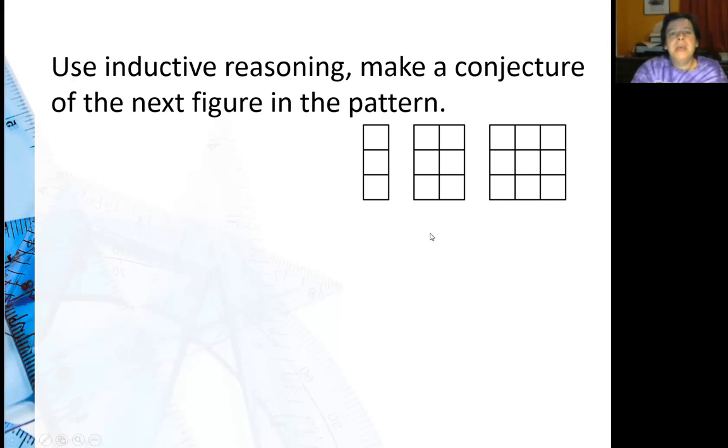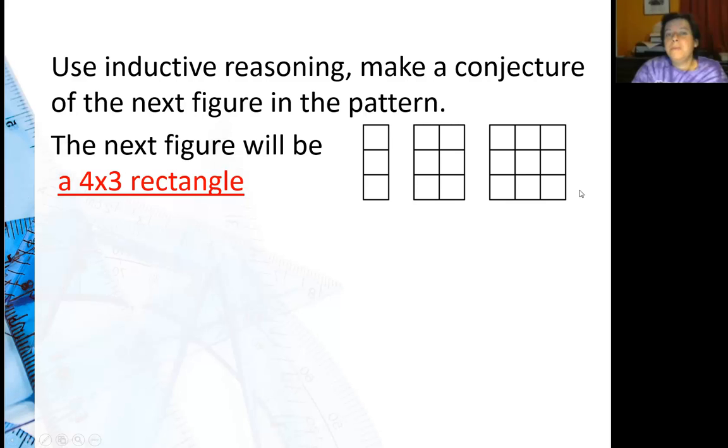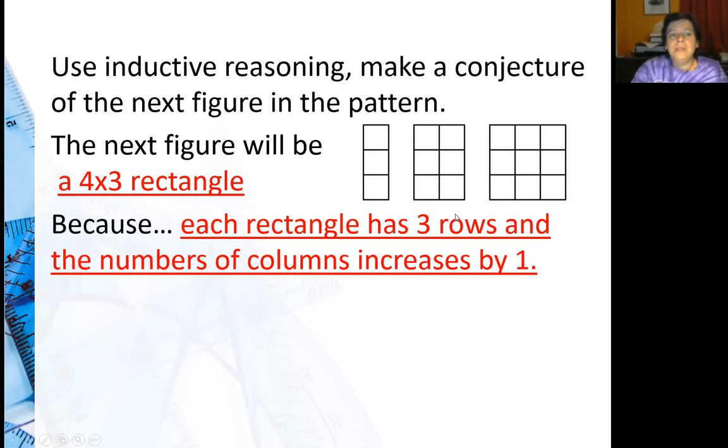So looking here, I have a 1 by 3, a 2 by 3, and a 3 by 3. Using inductive reasoning, make a conjecture of what you think the next figure in the pattern would be. Well, if you said it's a 4 by 3 rectangle, I would agree with you. And the reason is each rectangle has 3 rows, and we notice the number of columns increases by 1.